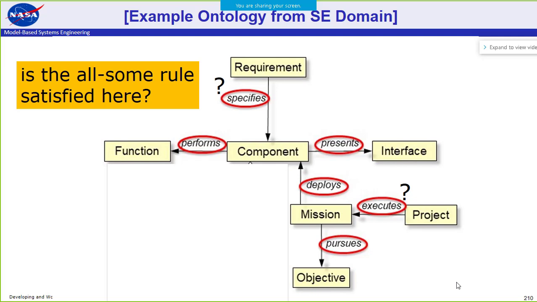No, if you start your mission and you set 6 objectives, but then in the middle of the way, you decide to drop 2. You are not going to pursue those. You never pursue those. Okay, but still, you are pursuing at least one. That's all that's needed for the all-some rule. It doesn't say every mission pursues every objective. But that project executes it. Not all projects necessarily have to execute the mission. Which is why I'm questioning whether that satisfies the all-some rule.